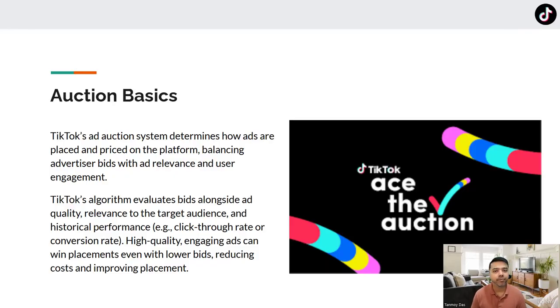Now here also certain scenarios can arise wherein if you have a high quality ad, there are chances that you might be paying a lesser bid and still be able to win the auction, because TikTok would obviously prefer showing high quality ads on their platform. So if you are able to maintain a high quality of your ads, you tend to pay lesser bids over the longer period of time. So this is how the auction system will work at the back end of TikTok.